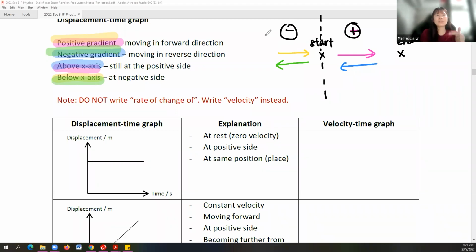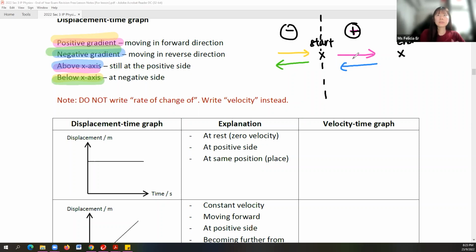So that's why if displacement is -5, that means displacement is below the x-axis, like over here. That means it is further from the start point on the left side. Now, looking at the pink arrow, positive gradient and above the x-axis means it's moving forward. Moving forward means it should go towards the end point and still be on the positive side, that means it's on the right side.